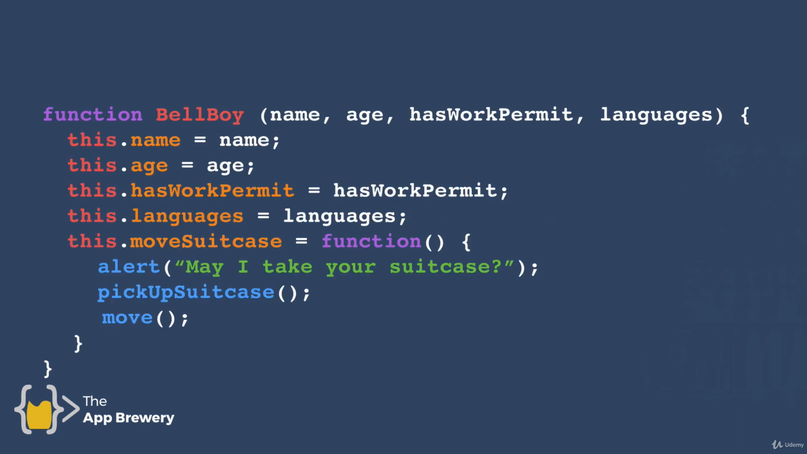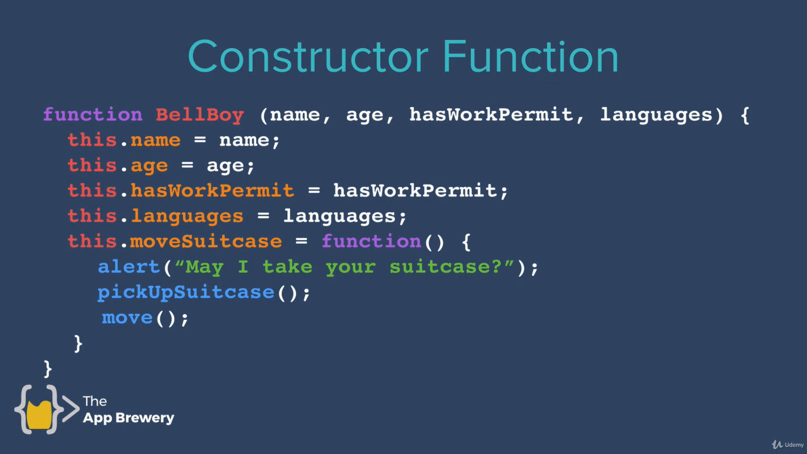Now, if we wanted to incorporate this method into our constructor function, then all we have to write is this dot moveSuitcase is equal to a function that does these things. And now when we create any object using this constructor function, all of those objects will have that function of moveSuitcase, and they'll all be able to do that.